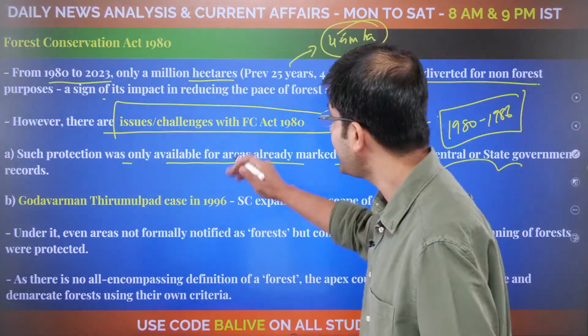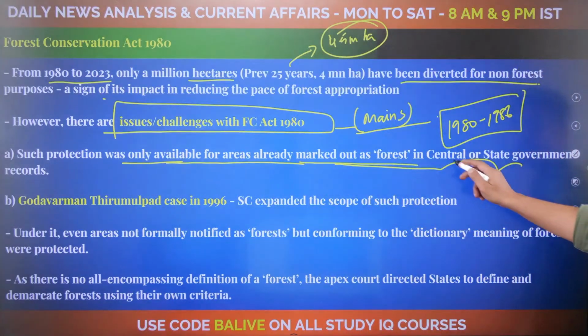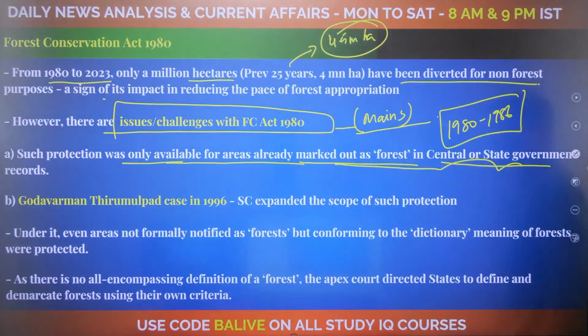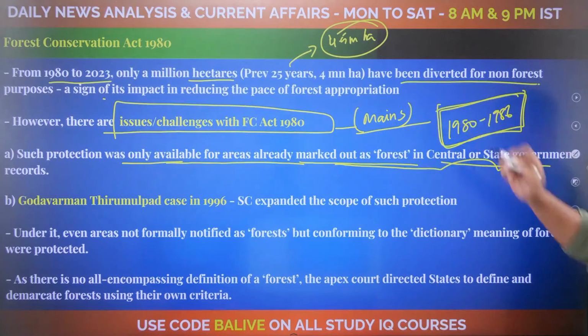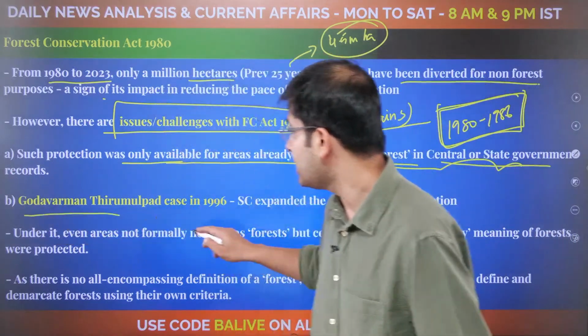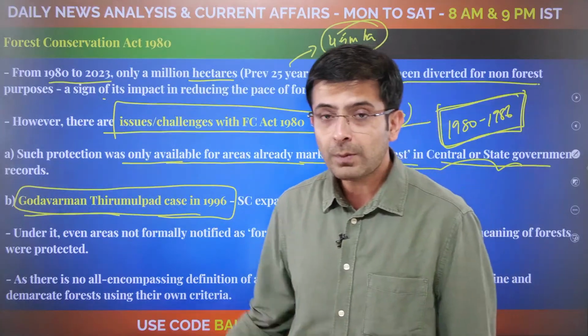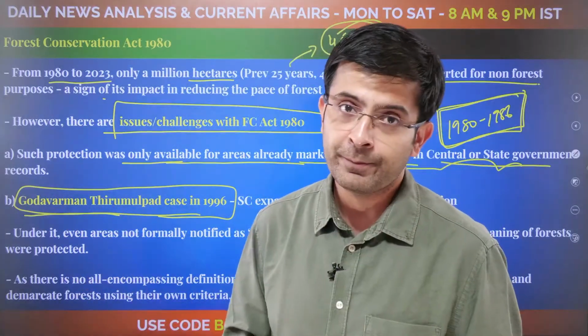That this exemption is being given, that is only available for areas already marked out as forest in central or state government records for this particular time period. Okay. Now come to this important case, the Godavarman Thirumulpad case. Very, very important. Okay. So what's the whole nature of this argument here?